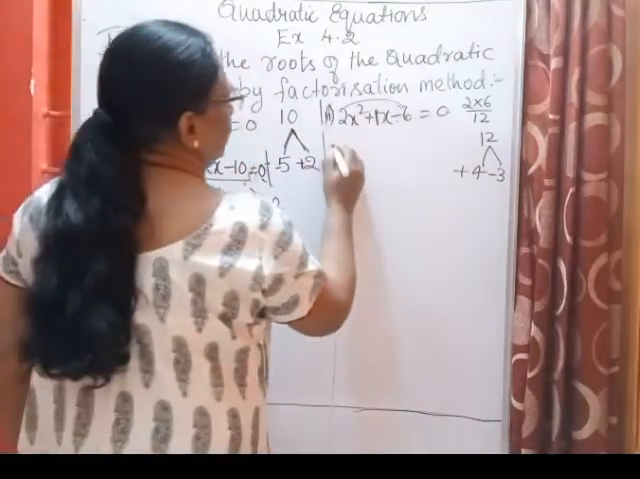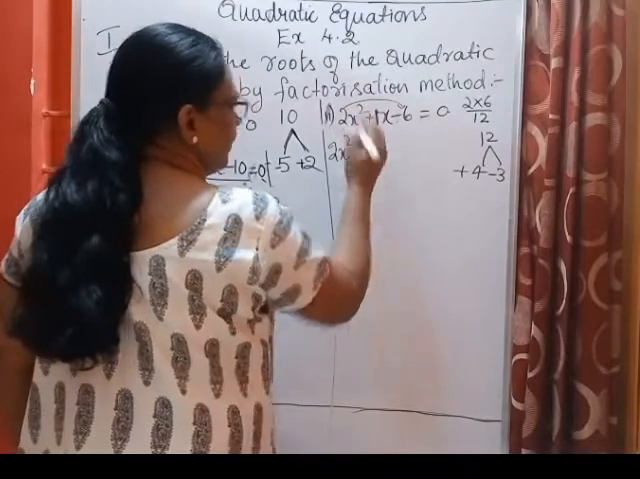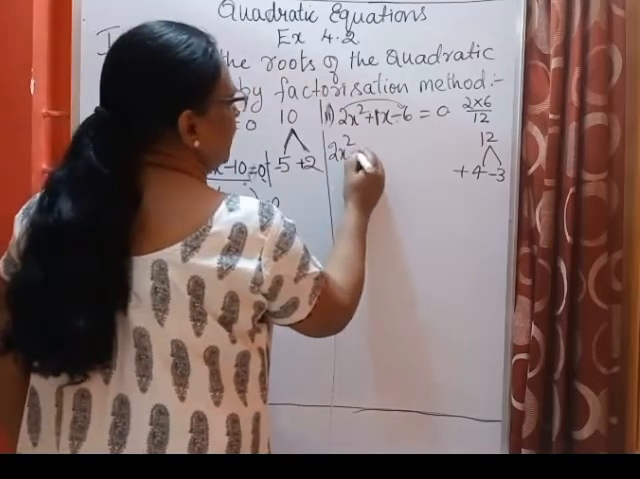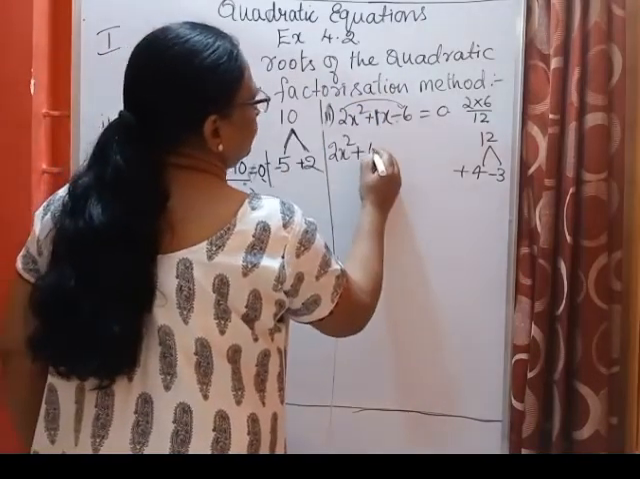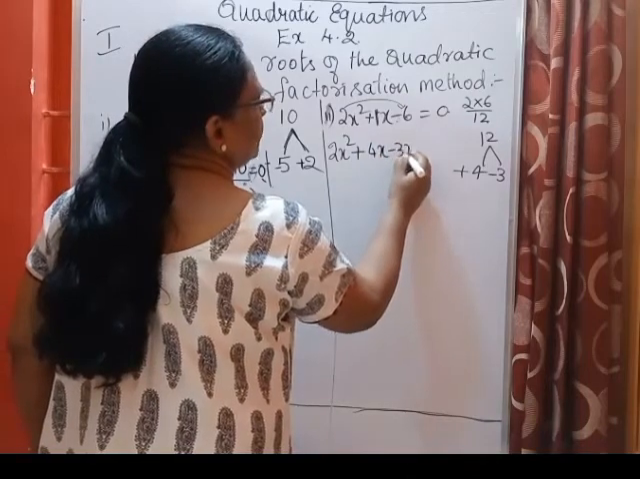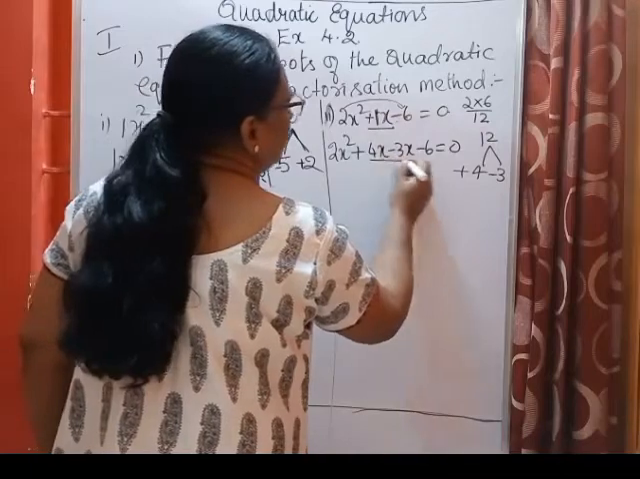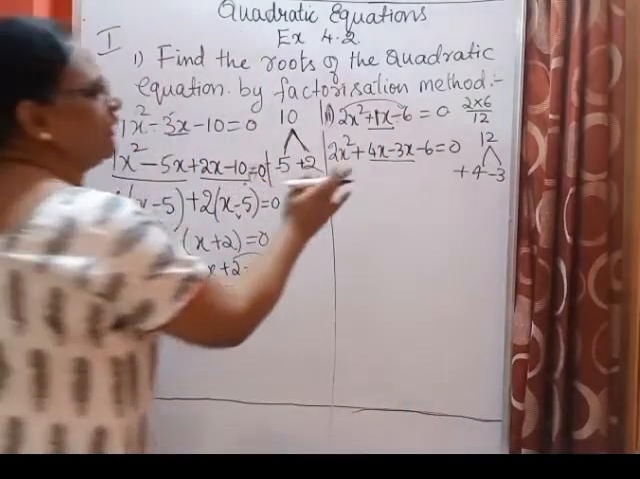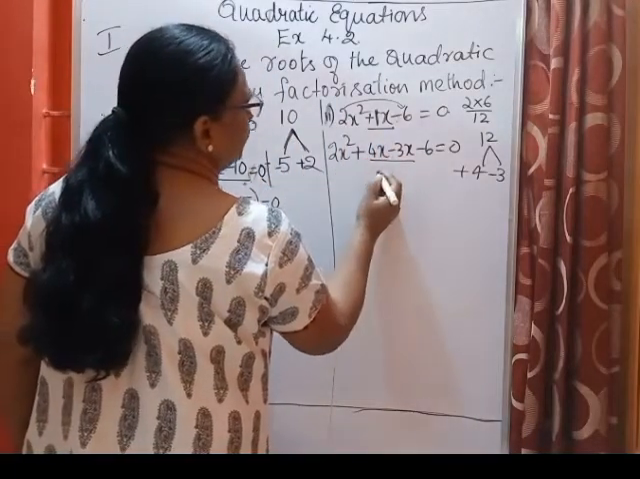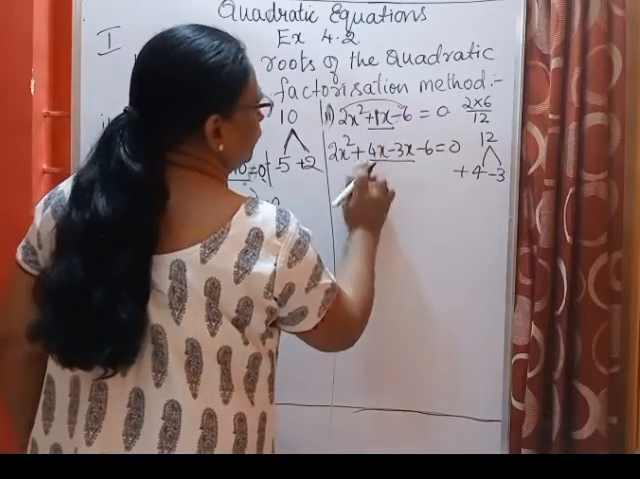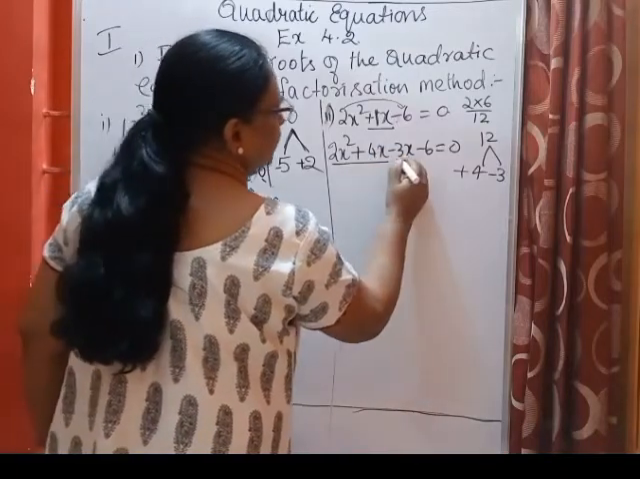Now I am going to split it. 2x square as it is. While writing you have to write as it is, plus. First I will write 4x, and then I will write minus 3x minus 6 is equal to 0. Instead of 1x I have written 4x minus 3x. Now in the next step, I am going to group these two and these two.